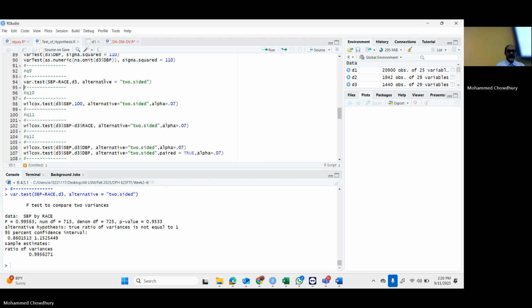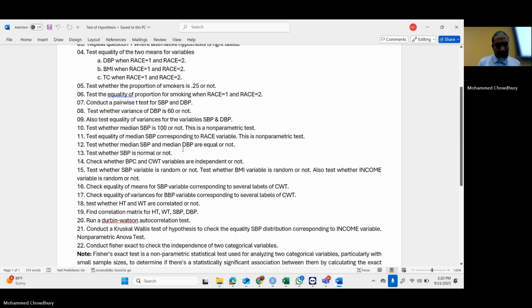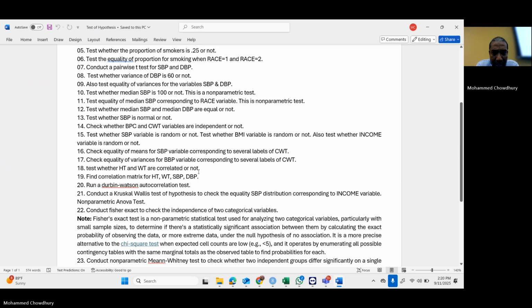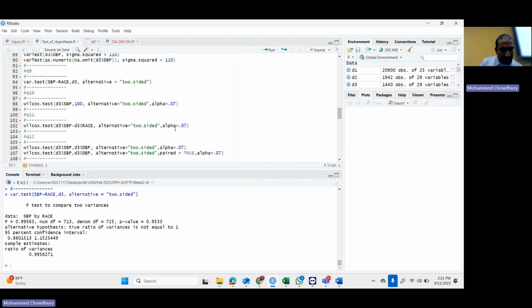Clear? Then comes the test of whether the median of SBP is equal, and also the test of equality of variance for the variables SBP and DBP. Now I want to test whether the SBP and DBP variances are the same or not.